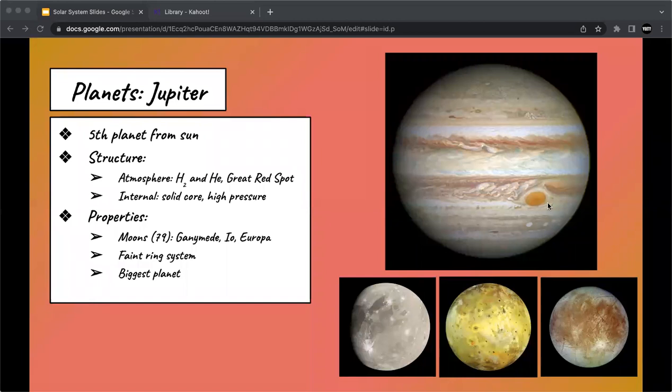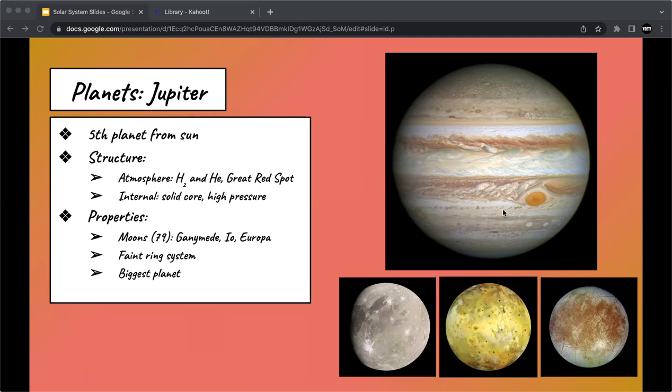If you see on this picture, I'm sure you've all heard of the Great Red Spot, which is this giant anticyclonic storm. So it moves counterclockwise, and it's been there for more than 300 years. So yeah, there's no surface category because it doesn't really have a surface. Its core, we just know it's solid. It's kind of hard to study its internal structure because once you go inside the planet, its pressure is super high.